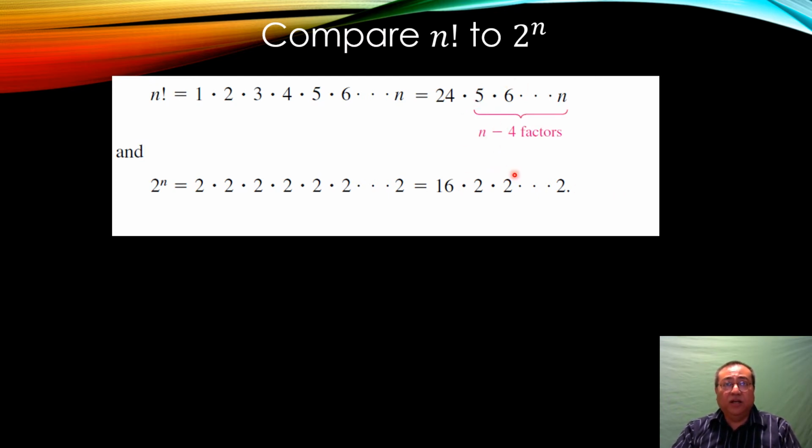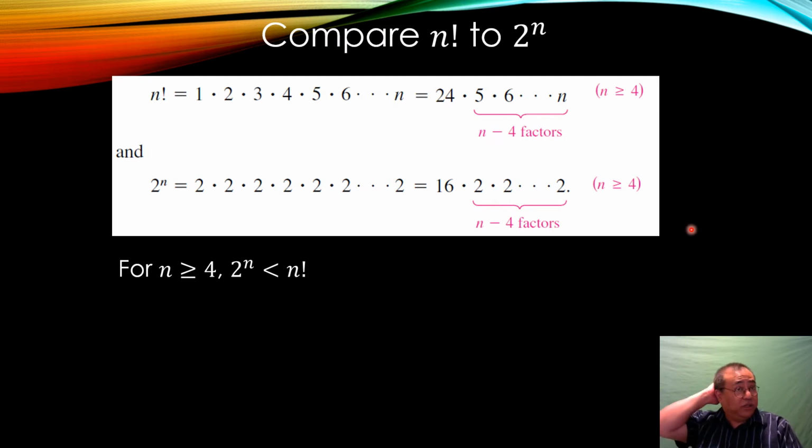And then here, this is n minus 4 factorials. So we've taken in the first 4, right? And here, there's n minus 4 factors. So the comparison we're looking at only works beyond n equals 4. Whenever n is greater than or equal to 4, n factorial is greater than 2 to the n. So we're going to put that restriction in there. For n greater than or equal to 4, 2 to the n is less than n factorial.